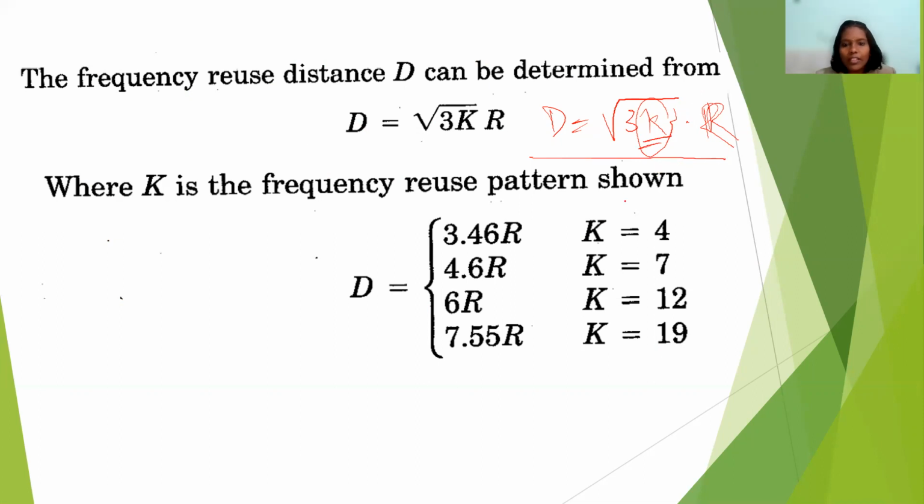So K is the frequency reuse factor. If K is 4, then we automatically get 3.46 R. If it is 7, 4.6 R. These are all standard values. So for cell splitting, first the minimum is 4, next 7, next 12, next 19. Like that it goes.